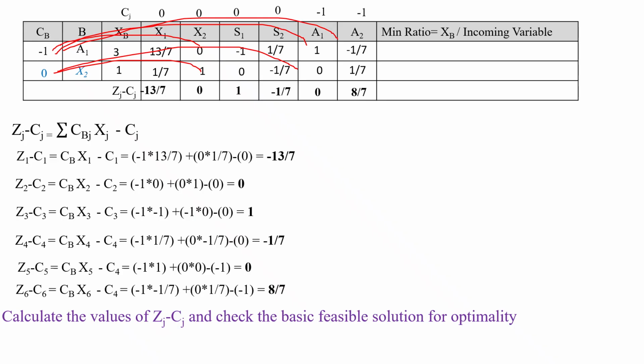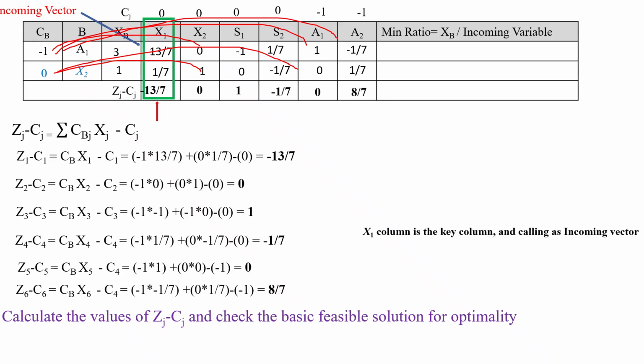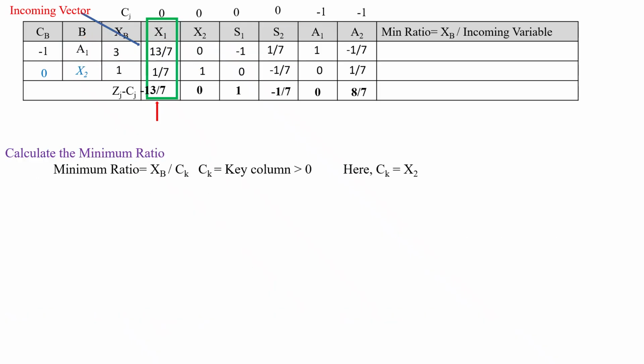But here Z1 minus C1 and Z4 minus C4 are getting negative values. So we are not getting the optimal values. Among these two values, we have to select the most negative value, that is minus 13 by 7. So that is for the x1 column. In this x1 column, we are calling it the key column and also the incoming vector. So x1 variable is the incoming variable, so it will be entered into the basis.